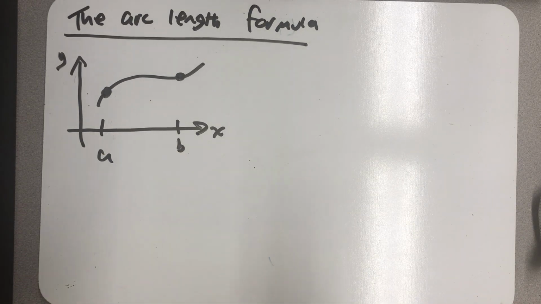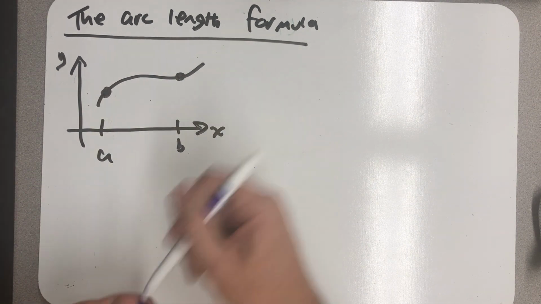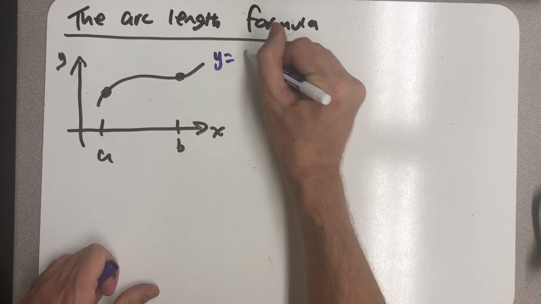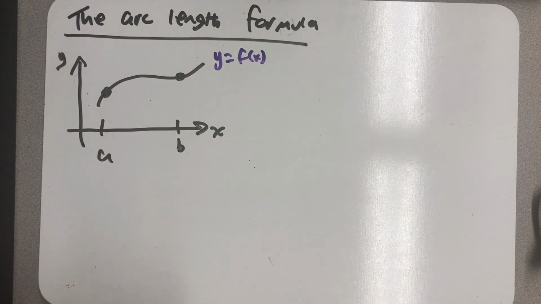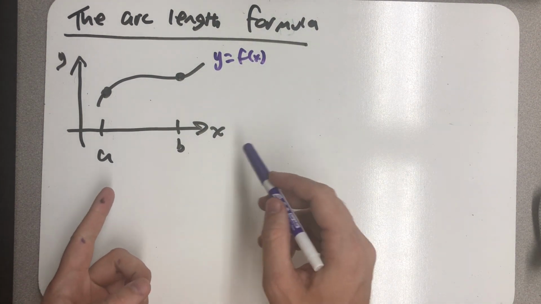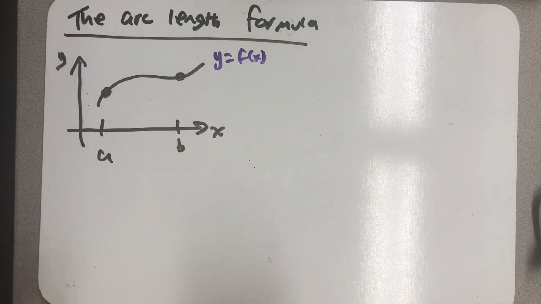Let's recall the arc length formula that we saw for curves in the plane. We actually saw this two different ways, but let's go through it again. So the idea here to start off with is I have some curve, and right now I'm thinking of it as y equals f of x. And I want to find out how long the curve is between A and B. I want to measure that distance.